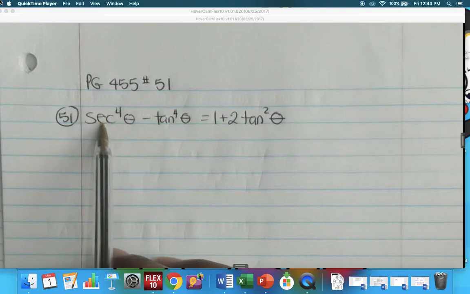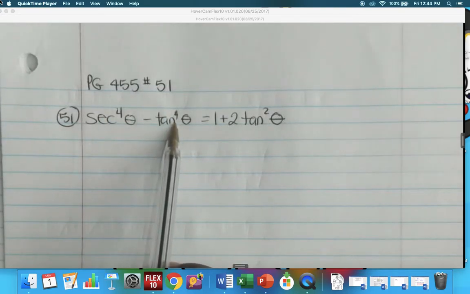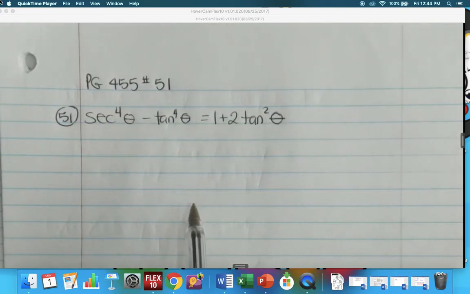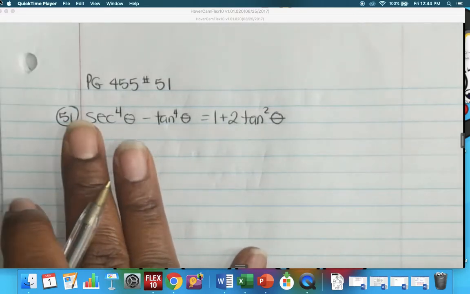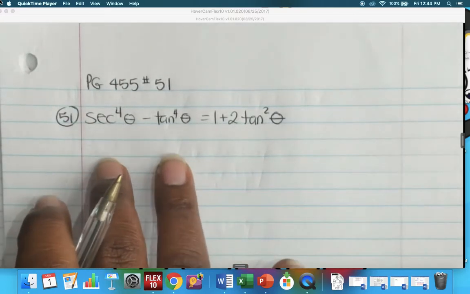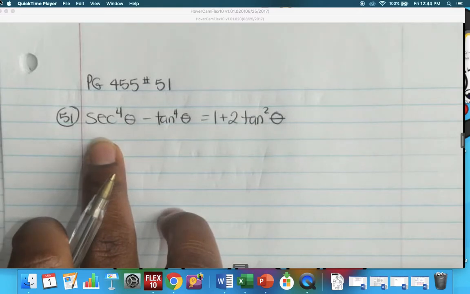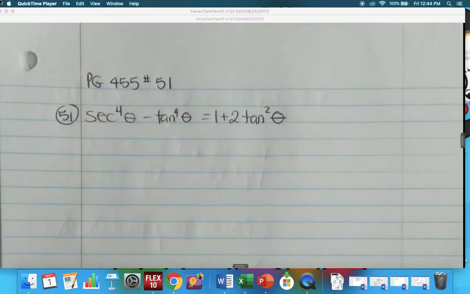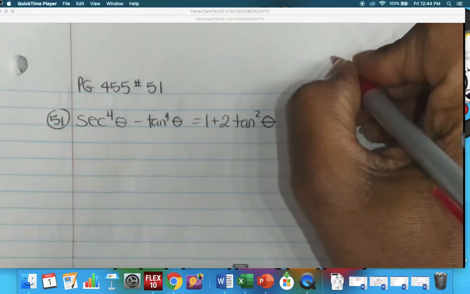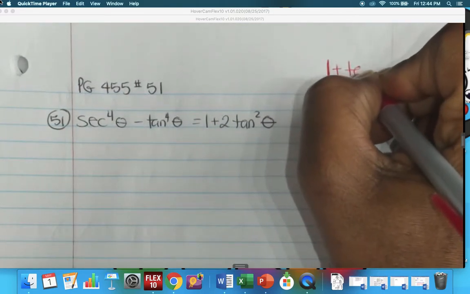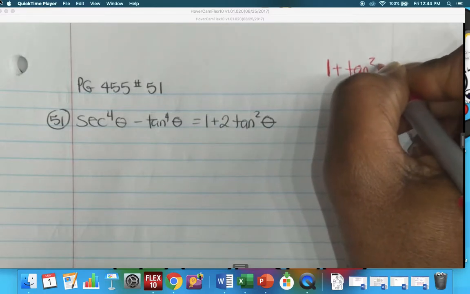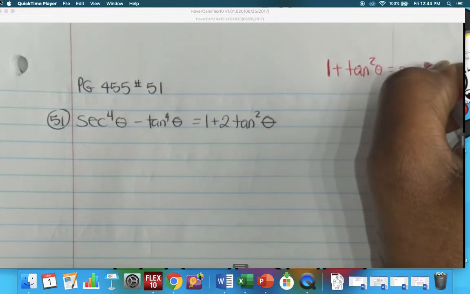But here I have something to the fourth minus something else to the fourth. That's just like a difference of two squares, right? So I'm going to take what I have and factor it. But I do want to mention that there is a relationship between secant squared and tan squared, right? From the identities, if we go back to section 1, we know that 1 plus tan squared theta equals secant squared.